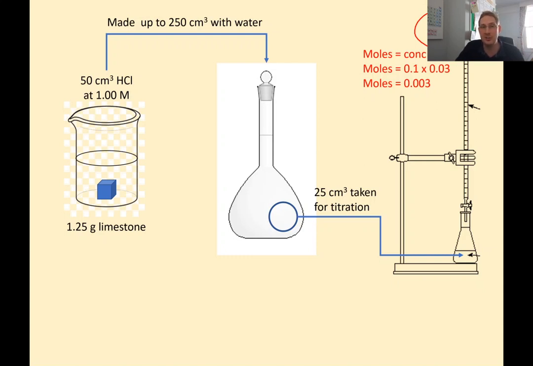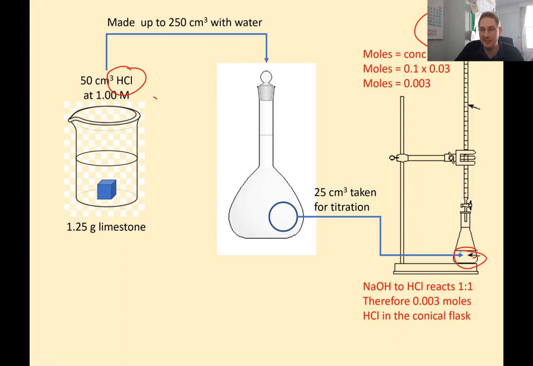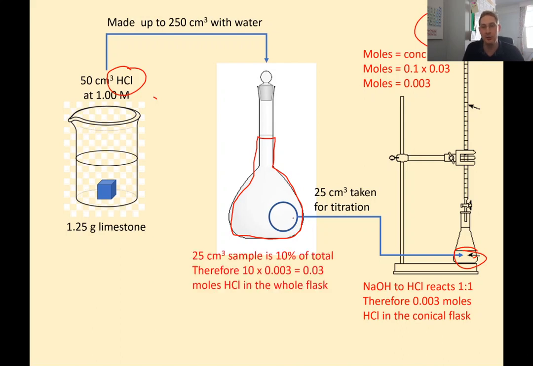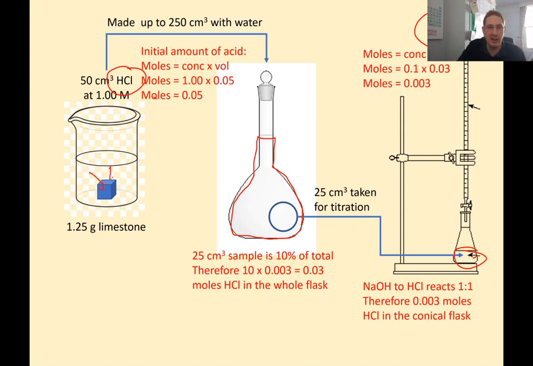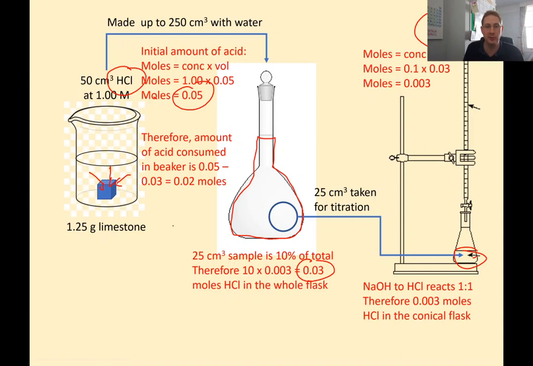We know that the reaction between that and the hydrochloric acid is 1:1. So we know the number of moles of hydrochloric acid that are there at the start in that conical flask. Here, we took 10% of the whole volume, and therefore the number of moles of hydrochloric acid in that flask are 0.03. We started off with 0.05 moles of hydrochloric acid there, so the number that we used reacting with the limestone, the number that we used up is 0.05 minus 0.03. In other words, we used up 0.02 moles.